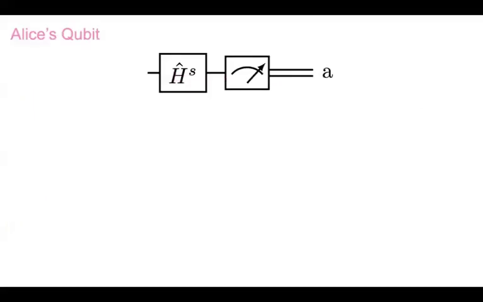There are two steps to what Alice does to her qubit. In step 1, she either applies a Hadamard on the pink qubit or not. And in step 2, she measures the pink qubit. Notice that the box representing the Hadamard has an H raised to the power s. When s equals 0, the Hadamard becomes the identity, which is equivalent to it not being applied. But when H is raised to the power 1, then that corresponds to the Hadamard being applied.